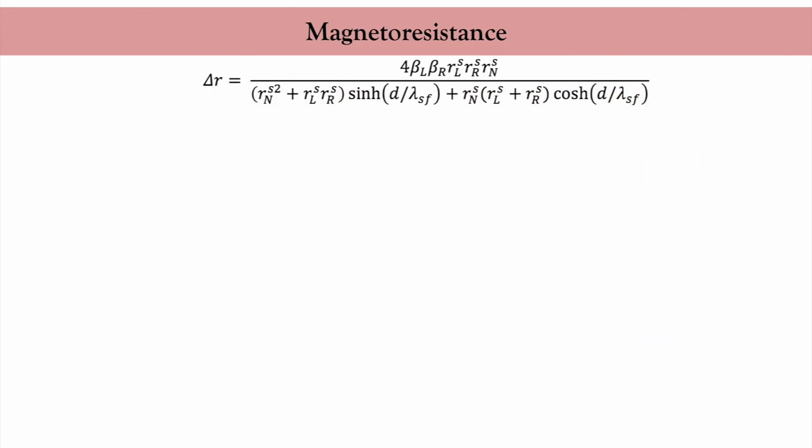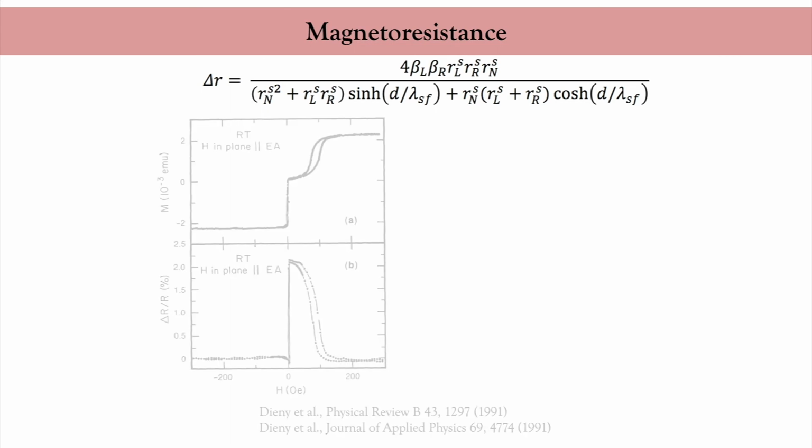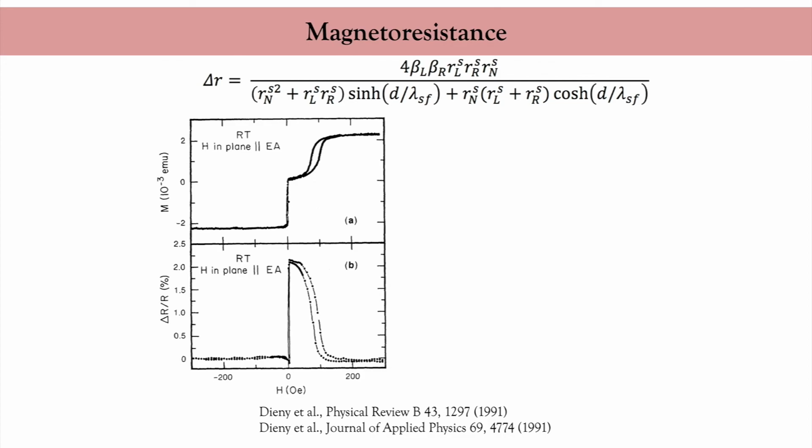This device was originally introduced by Baibich and his colleagues at IBM. Here I give the original magnetoresistance measured at room temperature in nickel iron, copper, nickel iron. The top figure shows the overall magnetization of the device as a function of the magnetic field, while the bottom panel gives the corresponding magnetoresistance curve.